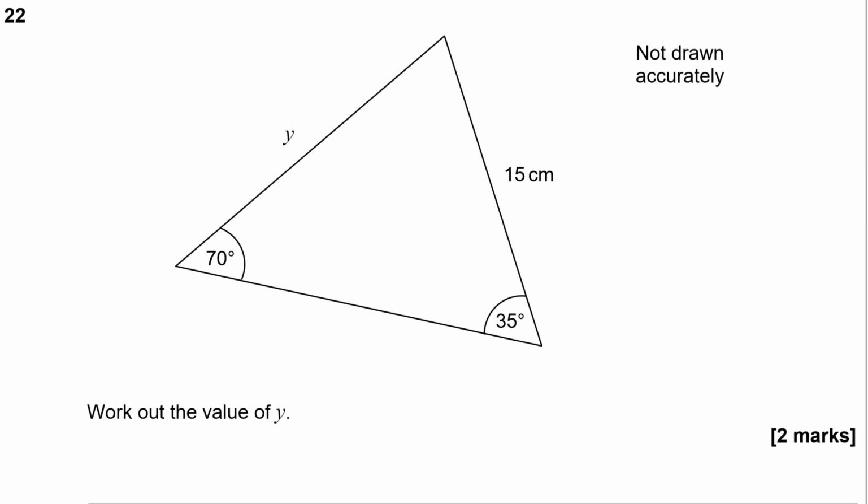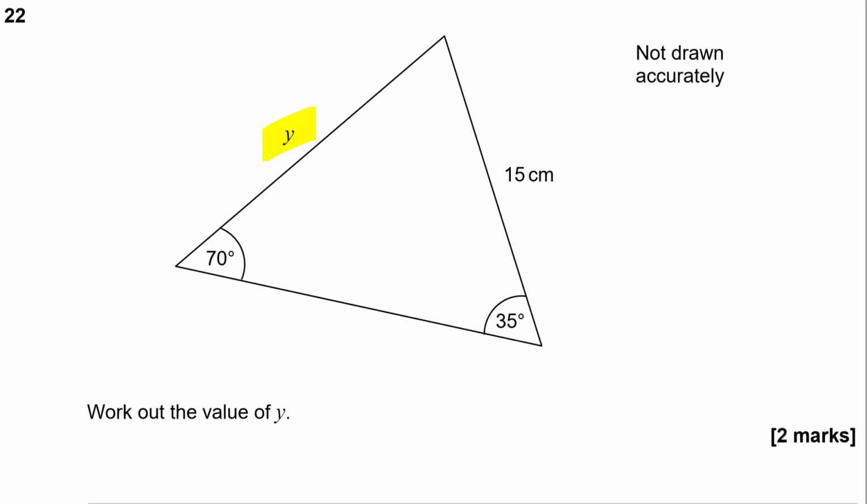In question 22, we are given a triangle. We've been given a couple of the angles and a side, and we need to find side y. Now, clearly this is a non-right angled trigonometry question because we've got sides and angles and we want to find one of the sides. Now we know two rules that we might apply in these sort of situations, and that is the sine rule and the cosine rule. Now we need to work out which one we can apply here.